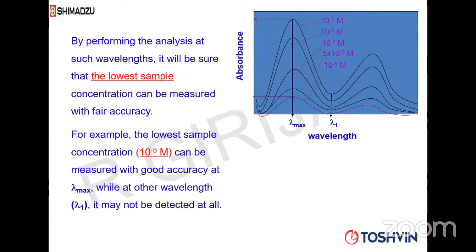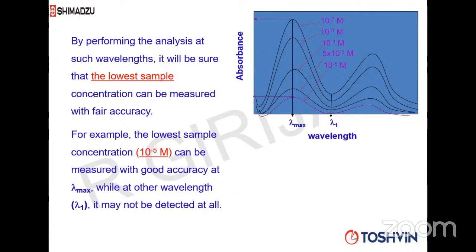You can see on the right hand side spectrum, you can see lambda max we have measured. And at this lambda max value, even we could measure the absorbance of the lowest concentration standard, 10 to the power of -5 molar. That also we could measure without any problem.